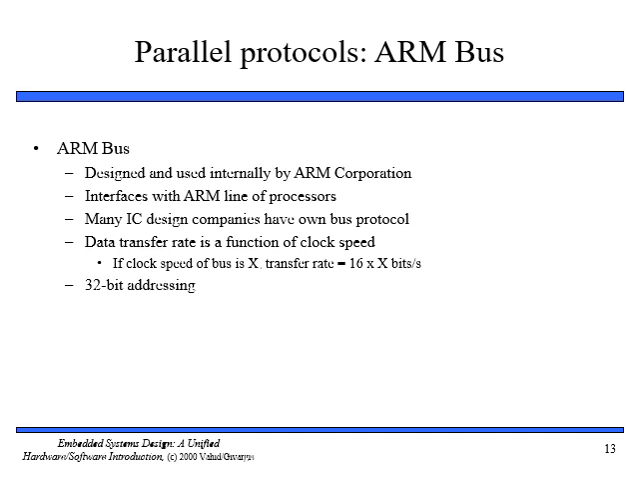Data transfer rate is a function of clock speed. So if the clock speed of the bus is x, the data transfer rate means 16 times x bits per second. It has 32-bit addressing. Let's move on to the next slide.